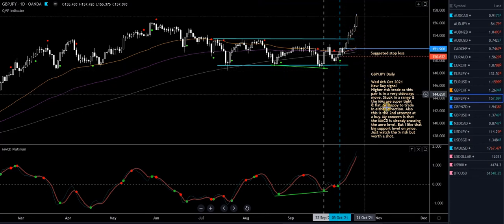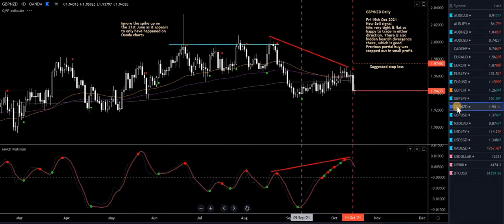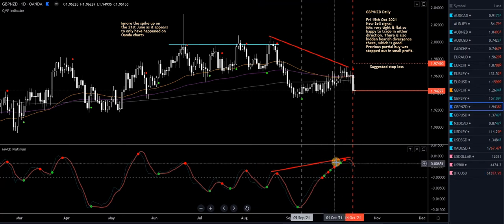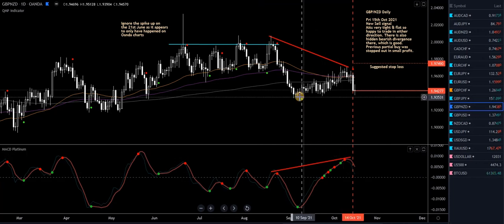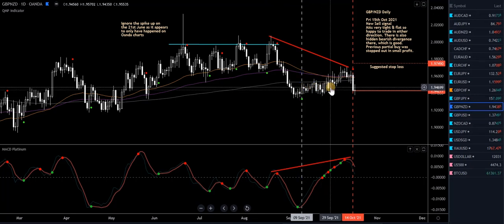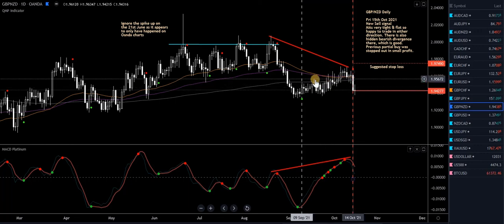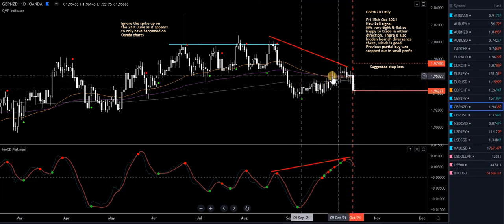That's the pound yen. Pound New Zealand, this is a sometimes ugly pair to trade with these candles. And you just look at all these dots on the MACD Platinum, all these crosses, that's ugly. But anyway, it ground up. We were in a buy. The last trade was a buy here. I just left this grey line on the chart to remind me to talk about it. So the buy was taken in here, and eventually I think we had a stop somewhere. So we closed half. I'm not sure where you would have closed half. It's just a dog's breakfast in there.